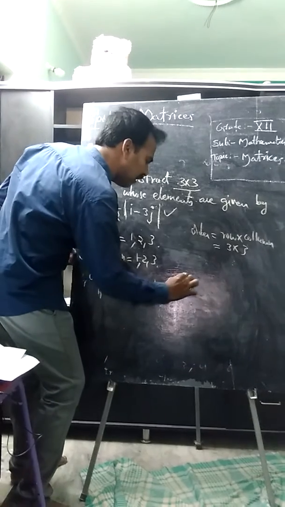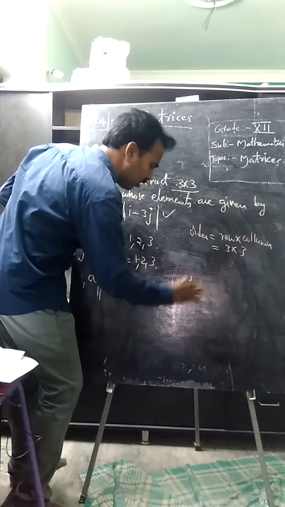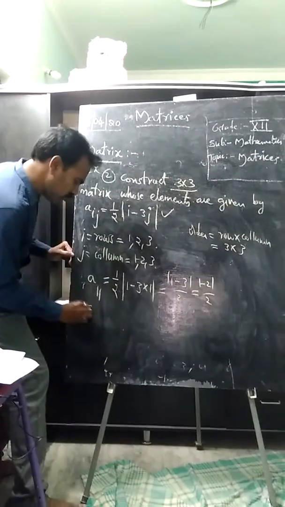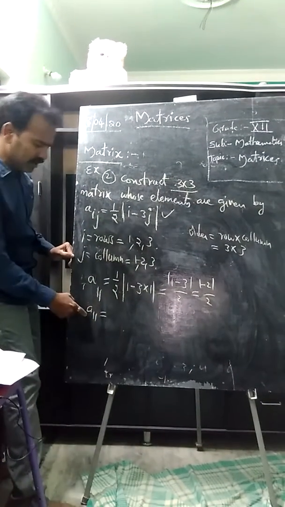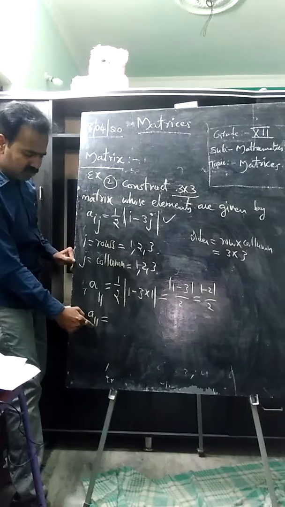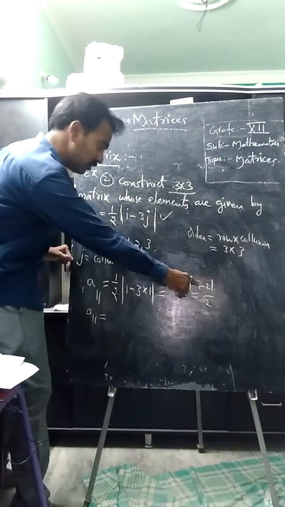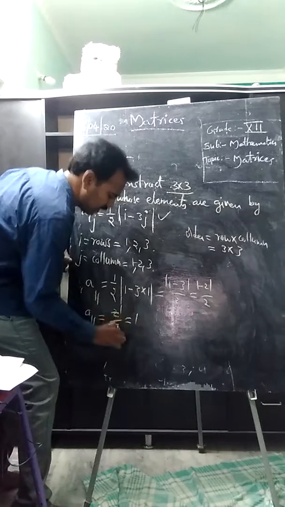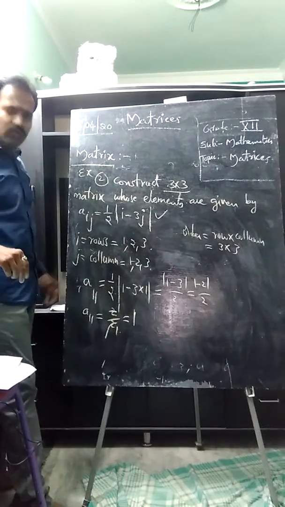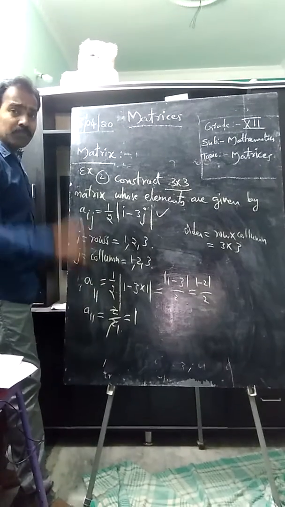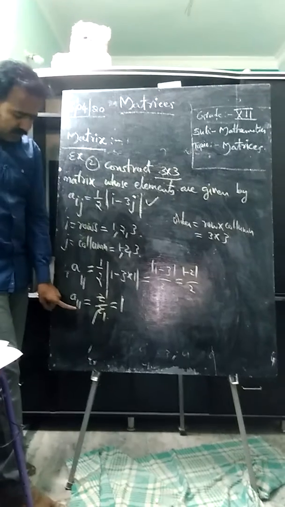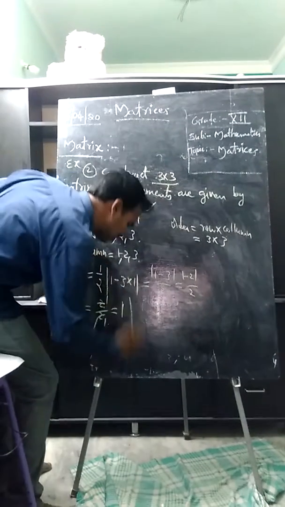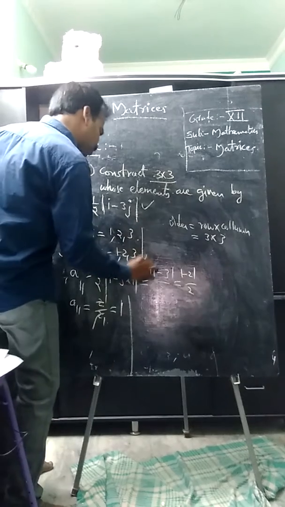1 minus 3 by 2 modulus. Modulus minus 2 by 2. So A11, the element which belongs to first row, first column, is minus 2. If you remove modulus it will be 2, as we discussed in earlier class also. So what is first element here? The element which belongs to first row, first column of this 3 by 3 matrix is 1. Let us continue and we'll find all the values required.